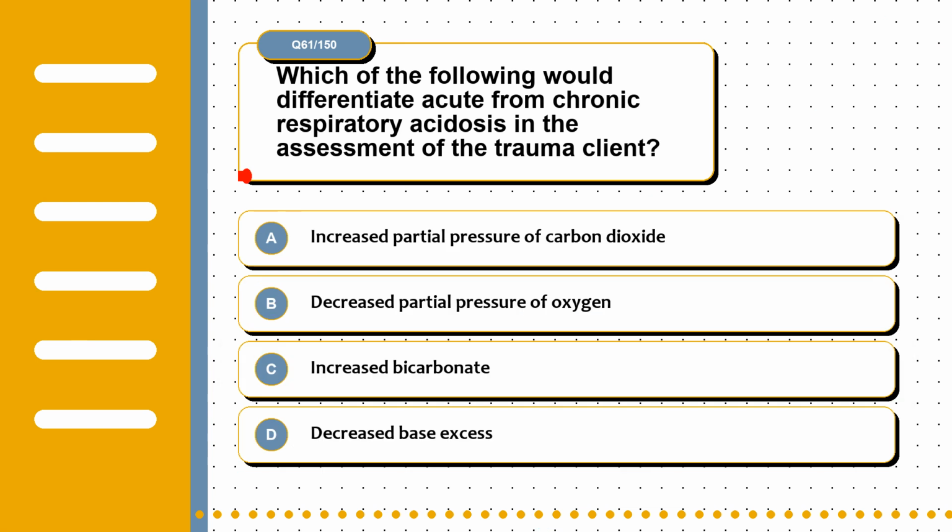Question 61. Which of the following would differentiate acute from chronic respiratory acidosis in the assessment of the trauma client? Here are the options. Option A. Increased partial pressure of carbon dioxide. Option B. Decreased partial pressure of oxygen. Option C. Increased bicarbonate. Option D. Decreased base excess.